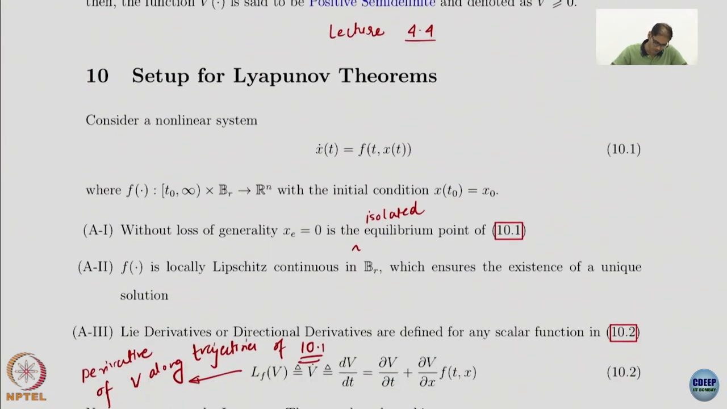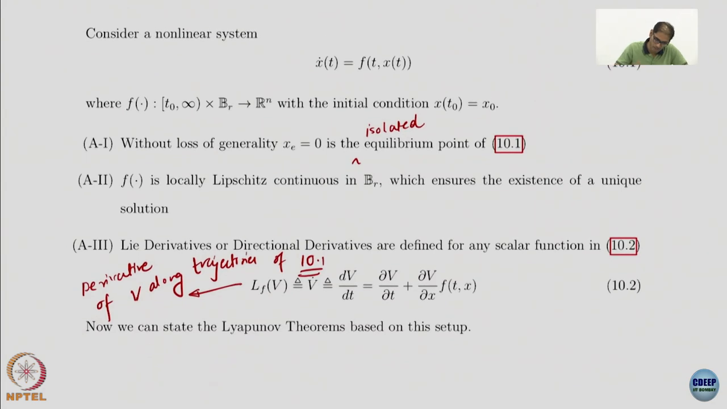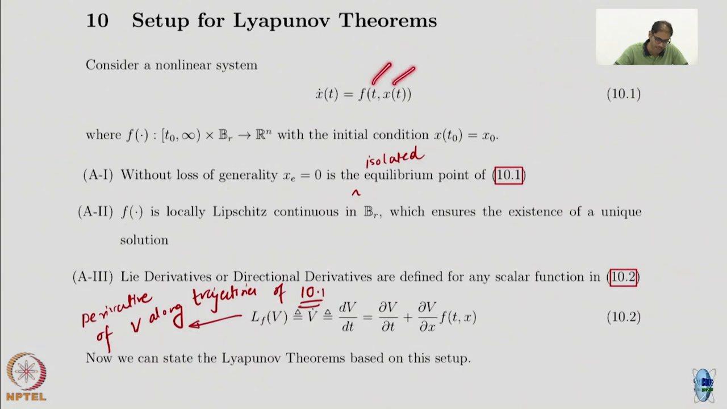So what is the setup for the Lyapunov theorems? A nonlinear system, a function of time and state, with time from t0 to infinity, where usually t0 is greater than or equal to 0, and states in a ball of radius r. The function f maps to Rn, with some initial condition. Without loss of generality, we assume that 0 is an isolated equilibrium. F is assumed to be locally Lipschitz continuous. This is for existence of unique solutions. We already spoke about this in the first class itself.